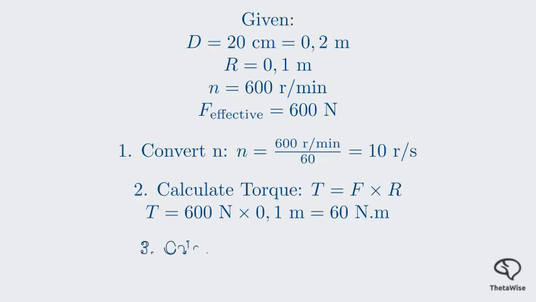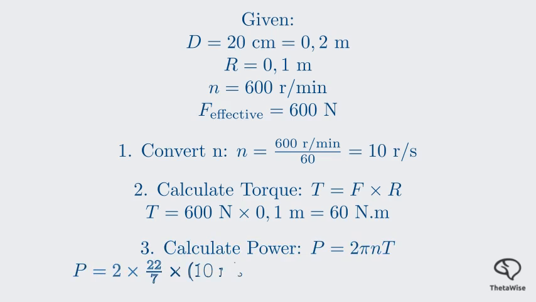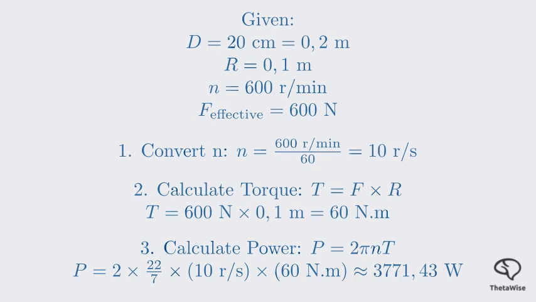Step 3 is to calculate power using the formula P equals 2 pi nT. P equals 2 times 22 over 7 times 10 times 60. This gives approximately 3771.43 watts. So using the torque method, we found the power to be about 3771.43 watts. Now let's try an alternative method using linear speed.